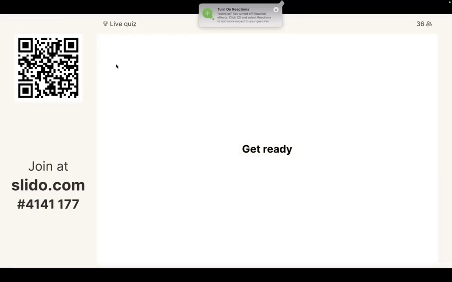Everyone log in. Can you log in? First of all, is it working? Let me see that first. Yesterday it was not working. Correct? Yesterday we could not use slido.com, correct?